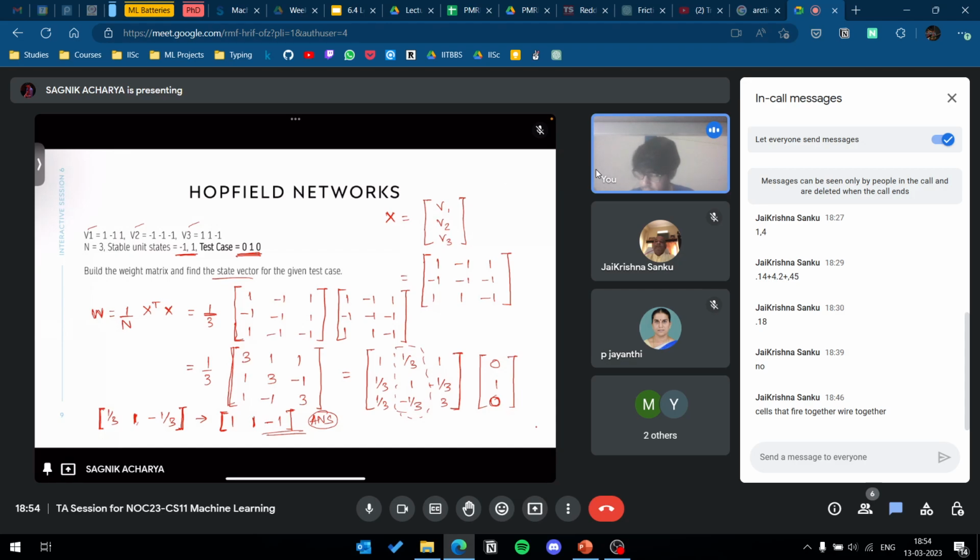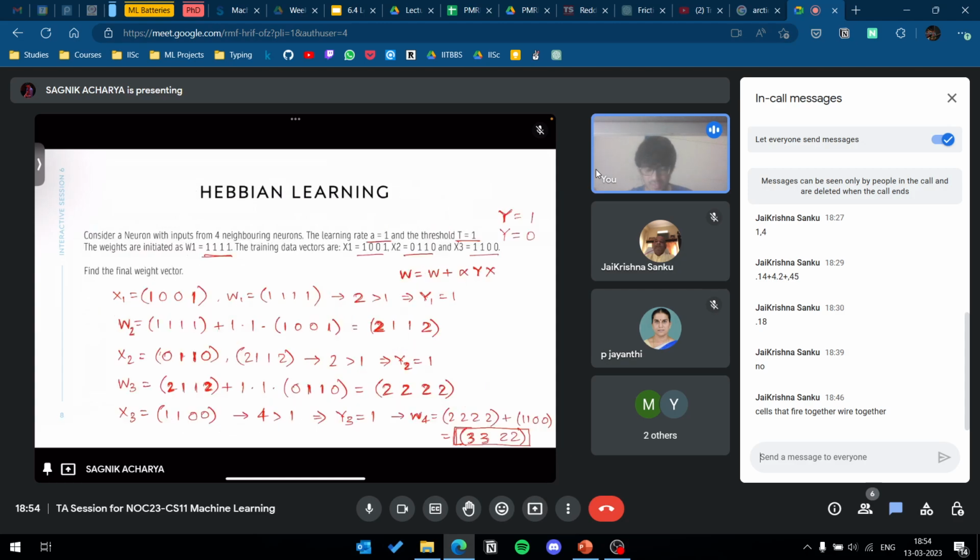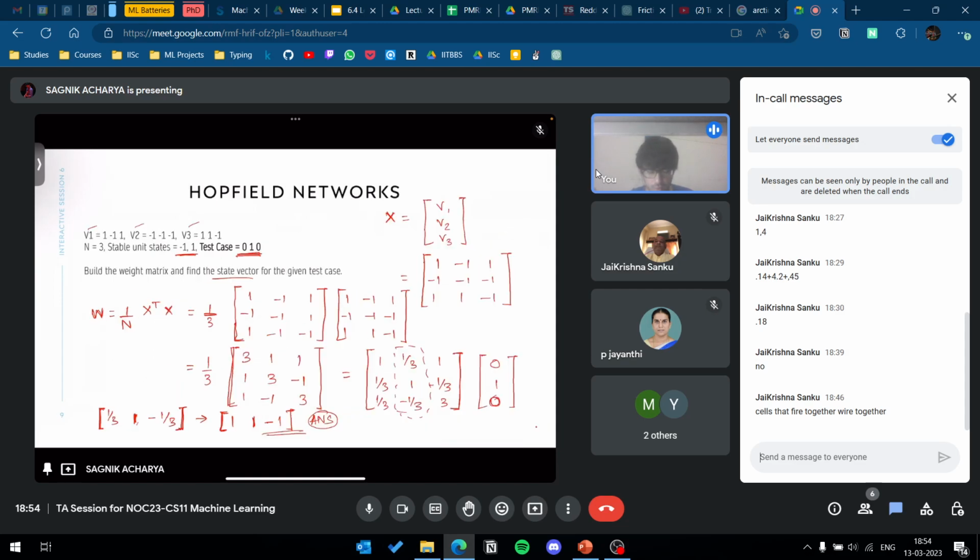Does anyone have any doubt in this problem and the solution? Yeah, someone has written about cells at phi together, y together. That was for Hebbian learning, right? So that is for the Hebbian learning case. For the Hopfield network, do you have any doubts?